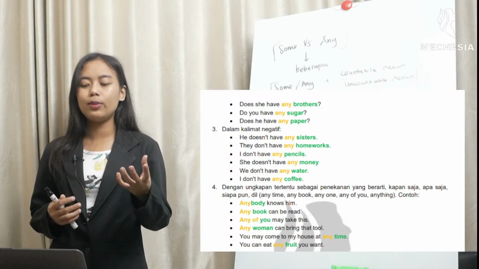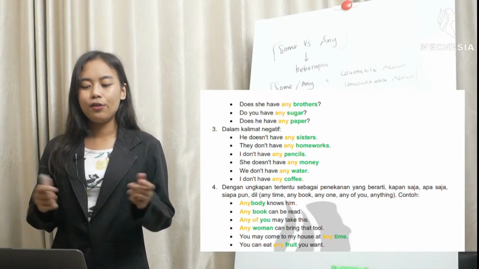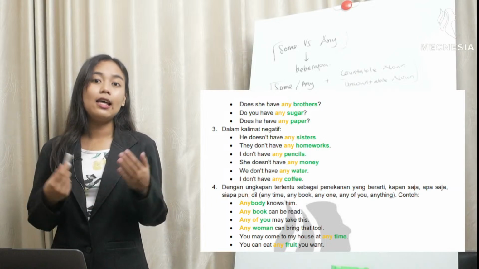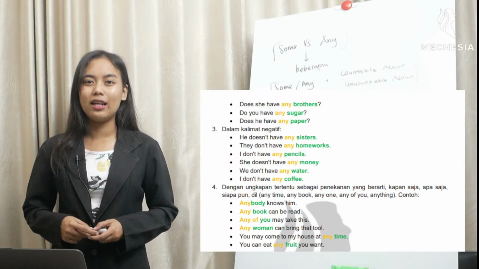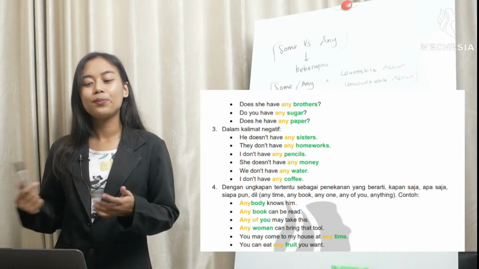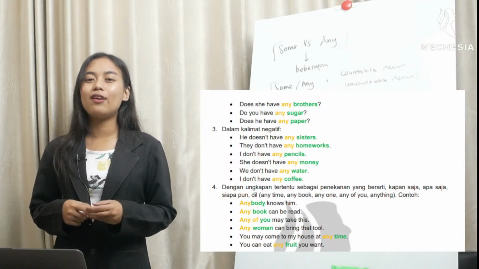Now, any can also be used in negative sentence. Any juga bisa digunakan dalam kalimat negatif. For example, he doesn't have any sisters. Dia tidak punya saudara perempuan. Jadi karena kalimatnya negatif, kita gunakan any, bukan some. Next, they don't have any homeworks.